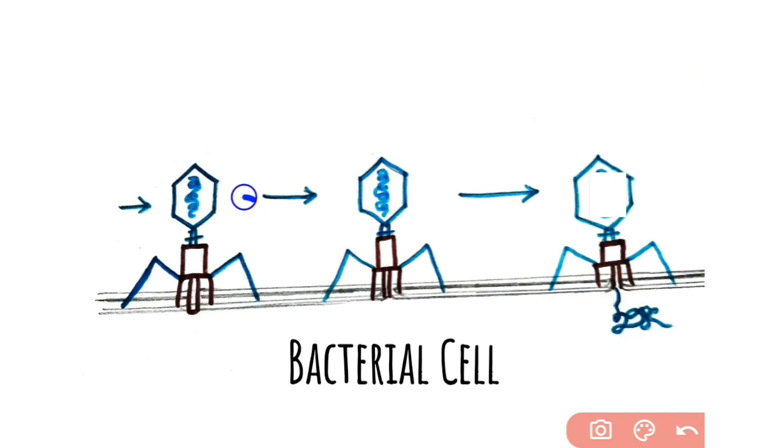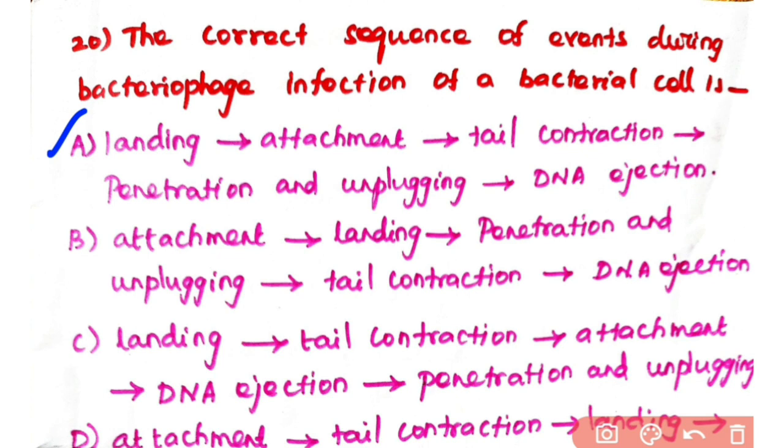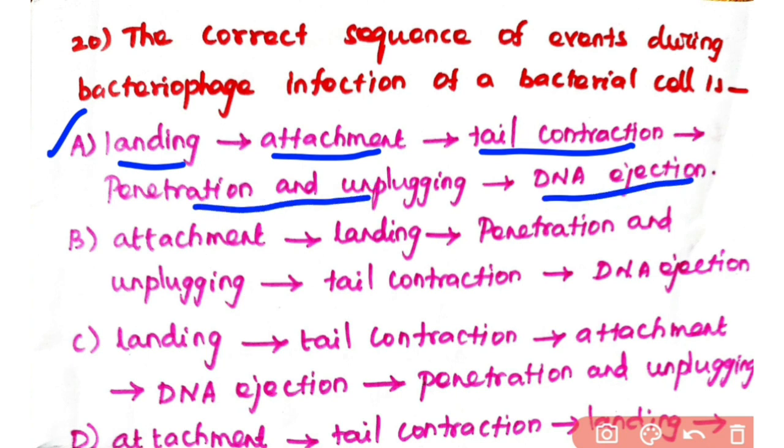Here the phage head and remaining components remain outside the bacteria. The tail of the bacteriophage enters into the cell wall and cell membrane. Then it ejects the DNA into the bacteria. So this is the last step, DNA ejection. So option A is correct. First step is landing, then attachment, then tail contraction. Tail contraction leads to penetration and unplugging, then DNA ejection.